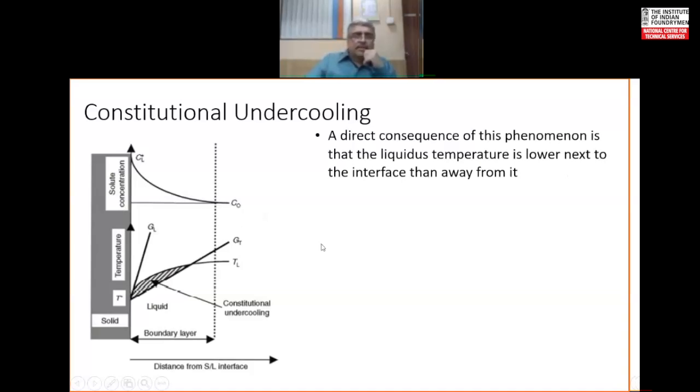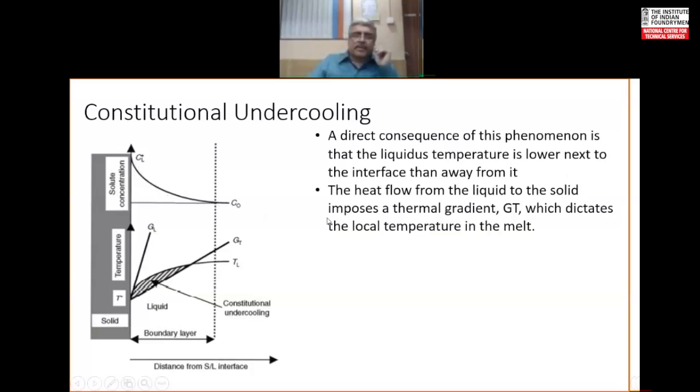And then the carbon level drops and goes to the bulk melt composition. Now there is a flow of heat which is simultaneously happening, and that is indicated by this Gp. This is the temperature gradient, as the heat is being drawn towards the mold side, towards this side.